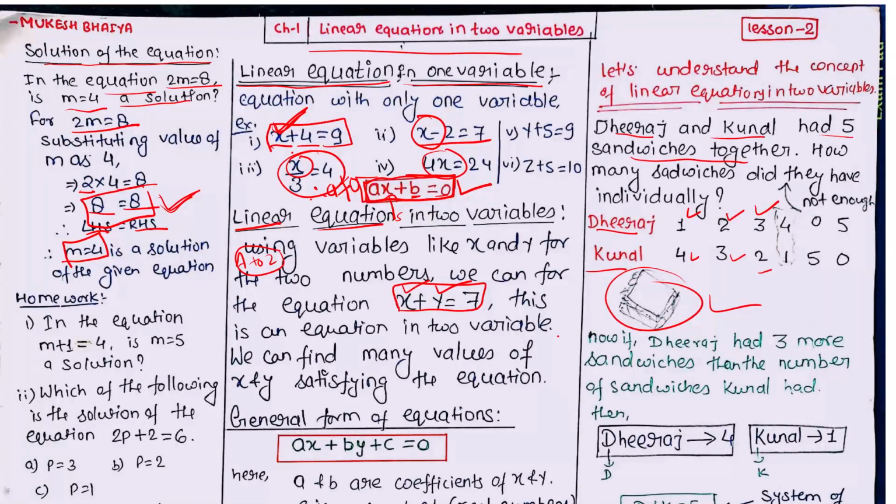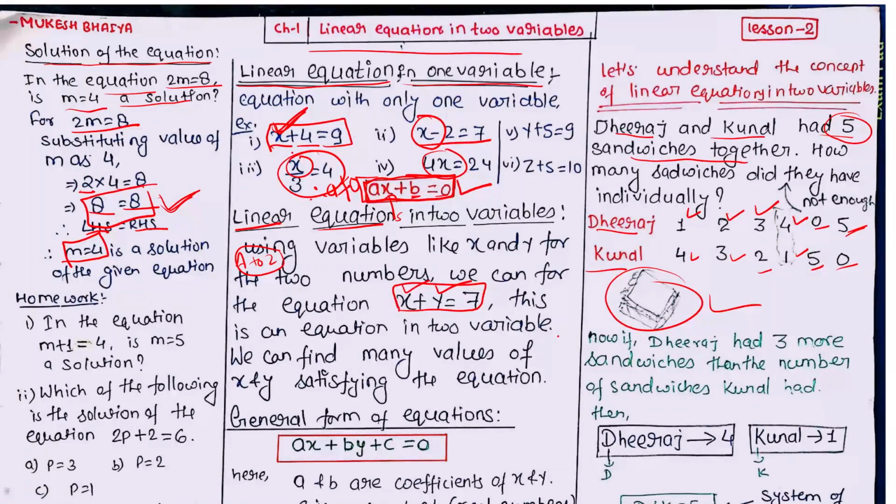Kunal is like okay, and Dheeraj is like let me see one more condition here, maybe favorable. So 4 and 1, okay. Then he says okay I'll take no sandwich and you take all 5, or he says I'll take all 5, Kunal says you take all 5 and I'll take 0. So there are a number of possibilities to get 5 sandwiches, right, as a combination. In this question, if it has asked how many sandwiches did they have individually, then I would say the information is not enough.